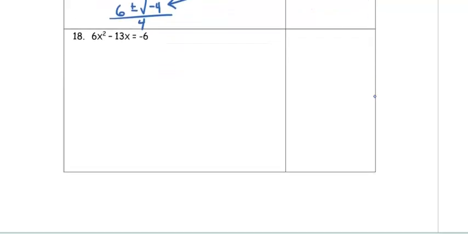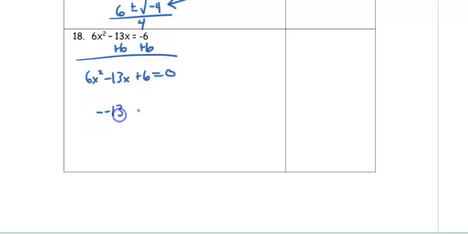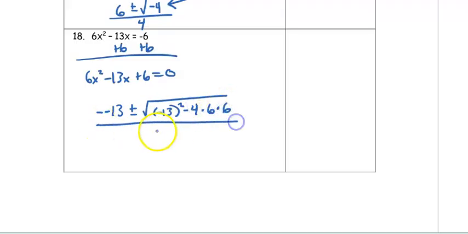All right, and last but not least on 18, you cannot start the quadratic formula yet because it must be equal to 0. So I'm going to add the 6 so that I get 6x squared minus 13x plus 6 equals 0. And then I can start doing negative b plus minus square root b squared minus 4 times a times c all over 2a.